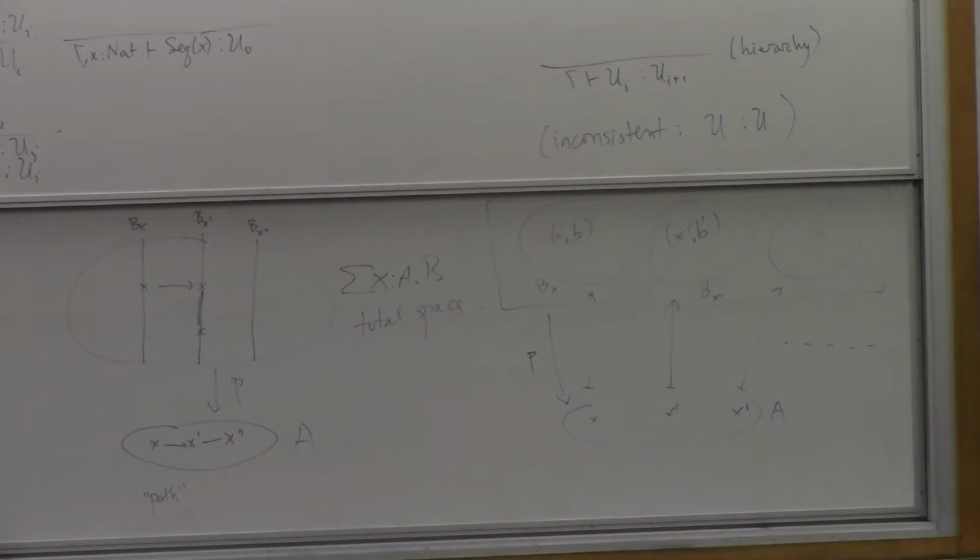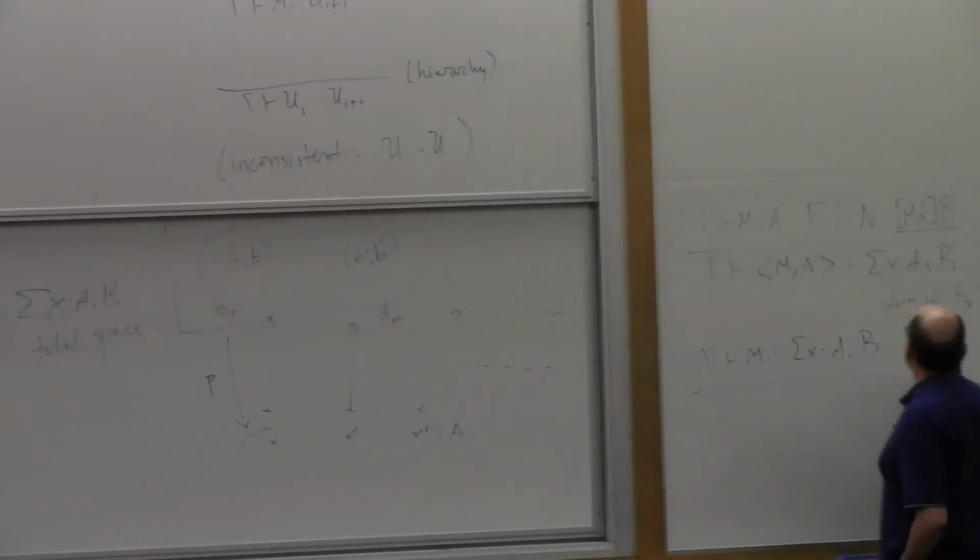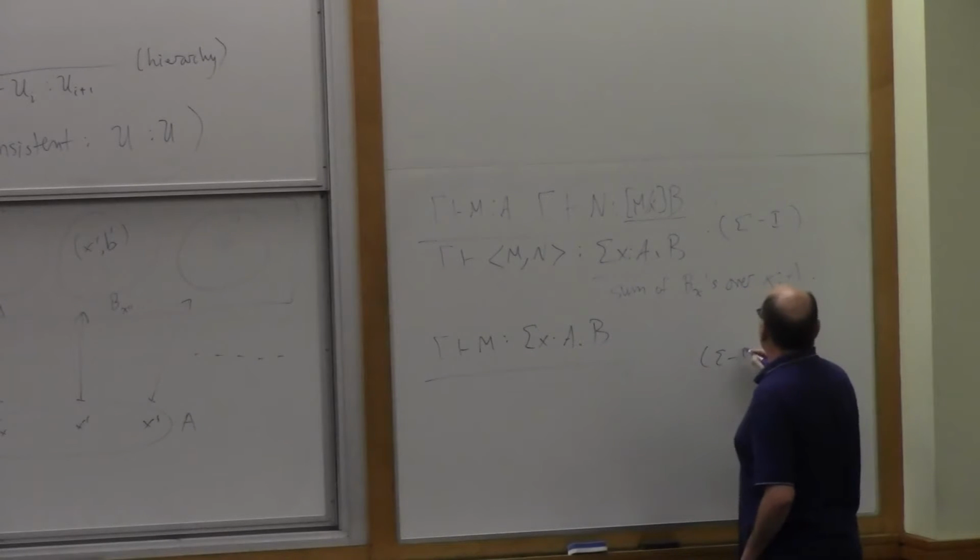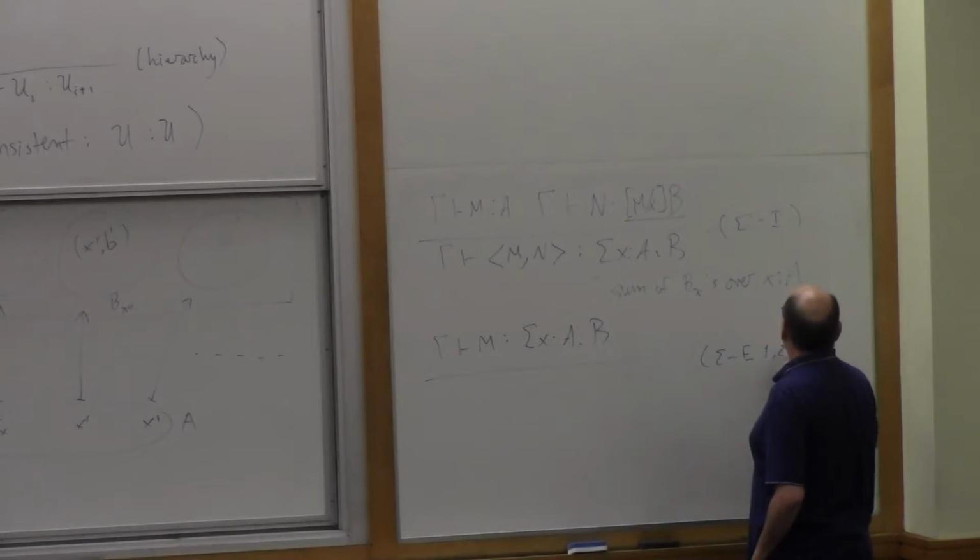Okay, so this is the introduction rule for the sum. So this is the fiber of B over M, and if N is in the fiber, and then I compare it with M and say it's in the total space. That's all I'm saying. Okay? Now, if I have something which is in the total space, then I can do two things with it. There's going to be sigma elim 1 and 2.